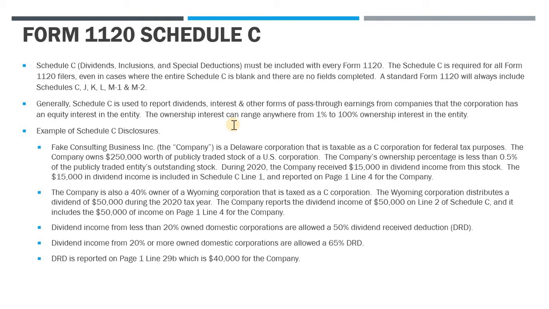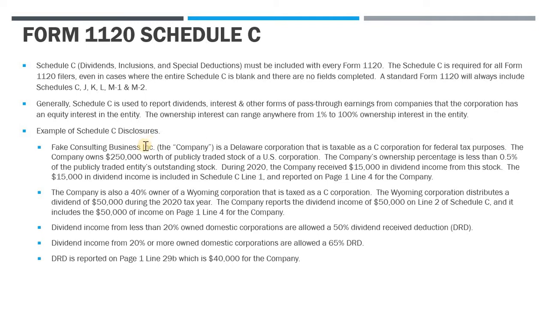Okay, so let's look at a very simple Schedule C disclosure. We have two basically subsidiaries, if you want to call them. Well, not really. Two equity ownership interests of the corporation where we need to complete Schedule C, and you'll see the benefits that are provided if you complete Schedule C because you get a deduction for the income. So our company is going to be Fake Consulting Business Inc., right? So this is our company. It's a Delaware corporation, taxable as a C corporation for federal income tax purposes.